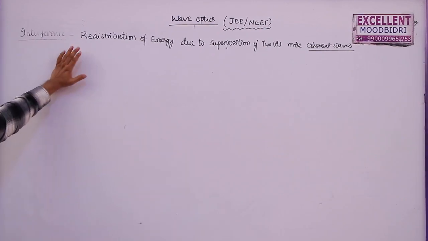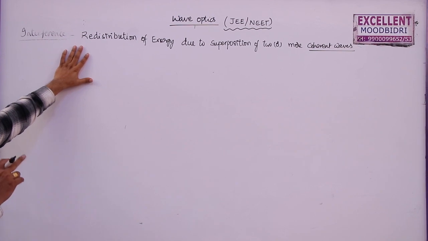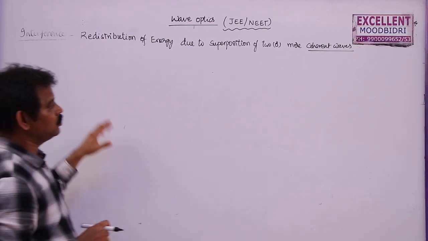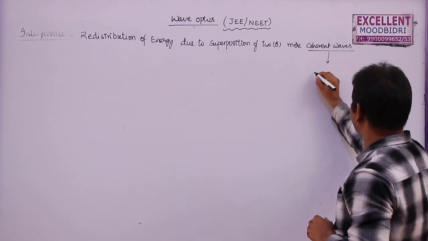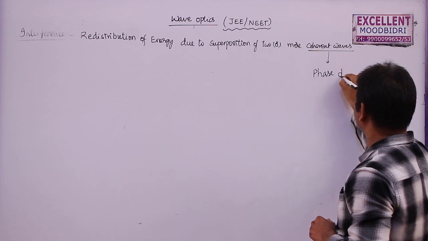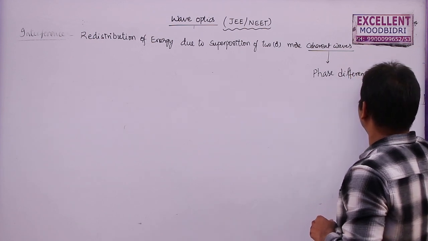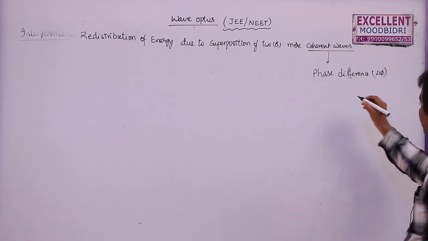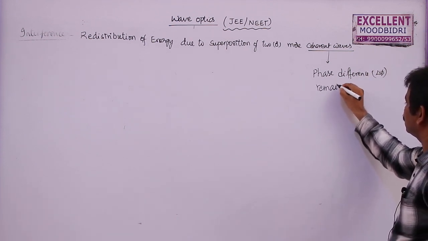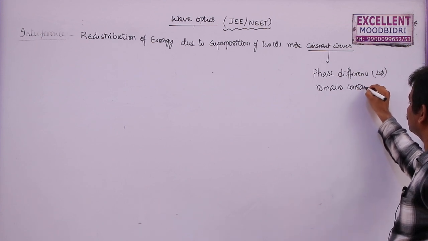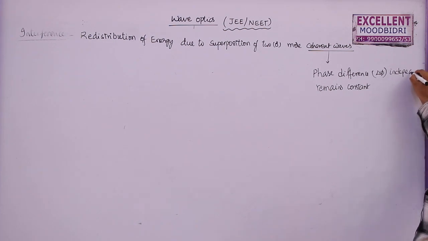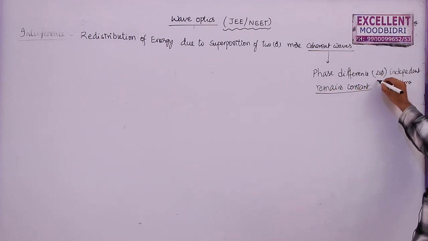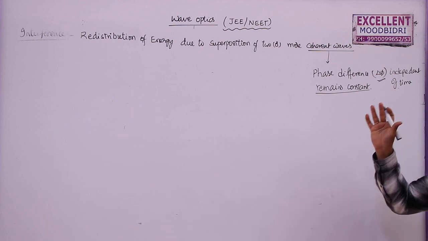Interference. What is this interference? The redistribution of energy due to superposition of two or more coherent waves. So what are these coherent waves? Waves are said to be coherent if the phase difference, that is Δφ, remains constant at all times, or is independent of time. Then they are said to be coherent waves.